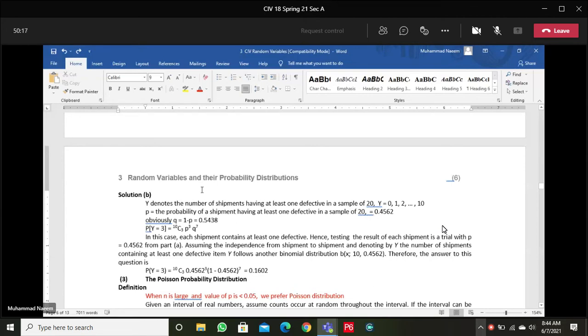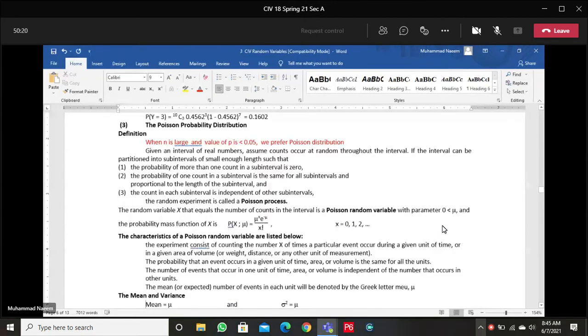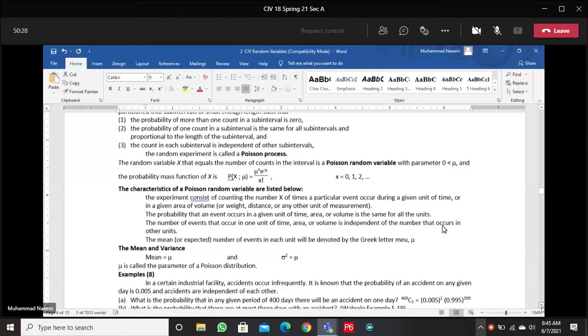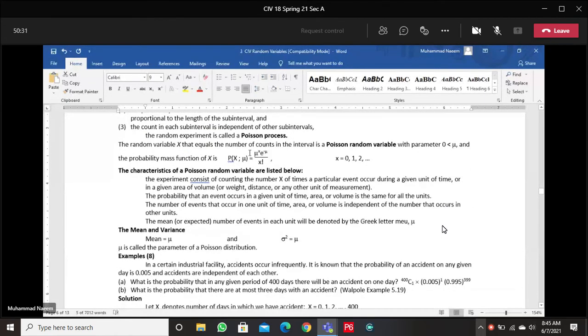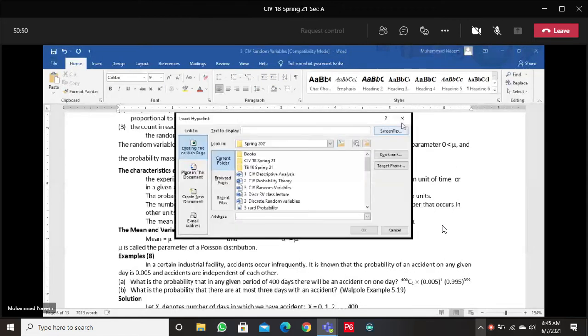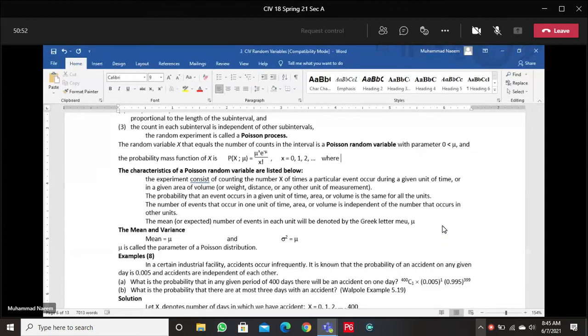Distribution in Python, we have a criteria when P is less than 0.05. Use this formula where mu is equal to NP, the mean of the variable.